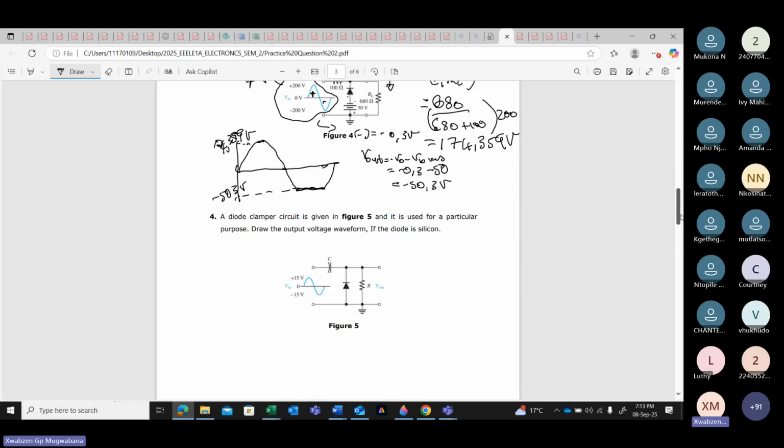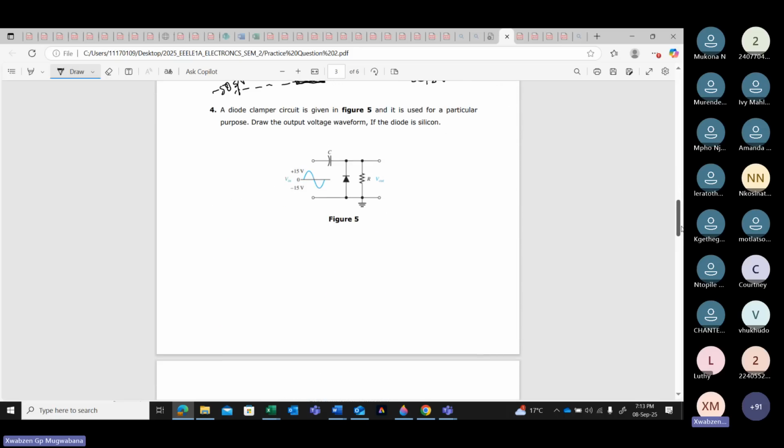Okay, then we come to the next circuit. The next circuit is a diode clamper. A diode clamper is given in figure 5, and it is used for a particular purpose. Draw an output voltage waveform if the diode is silicon. Remember, you are given what the diode will be. Here the diode is silicon, which means the voltage drop there is 0,7 volts. Are we together?